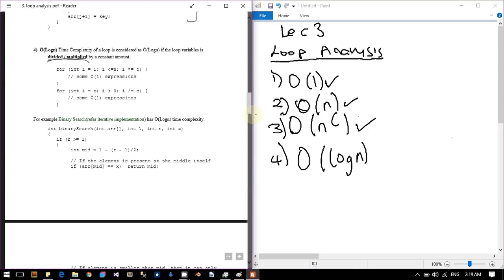When it was n, it was incremented, that is added or subtracted from. Now it is log n because it's divided or multiplied by a constant amount. And we see that here: for int i = 1; i <= n; i *= c, that is i = i times c. Here it is multiplied, so the order of this would be log n.